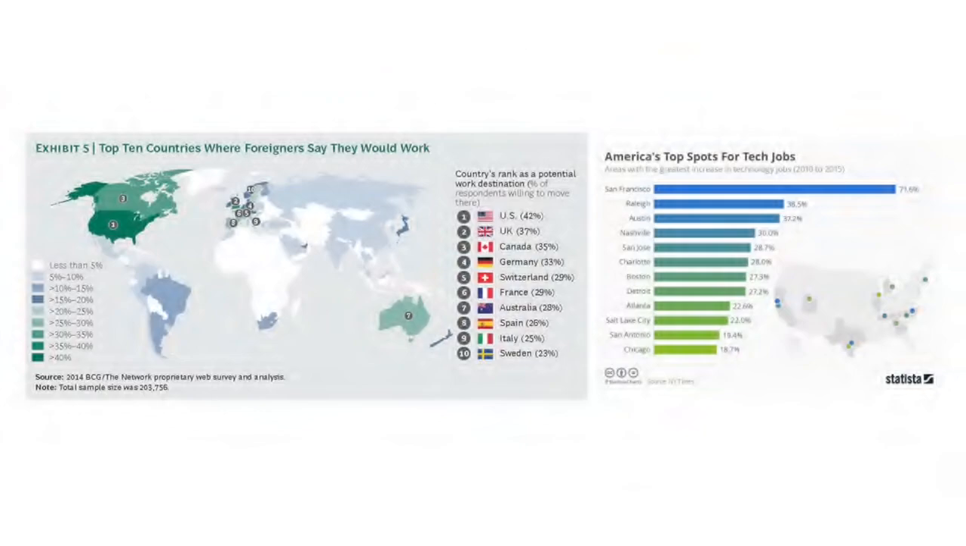Why are they moving to America, though? What jobs are there? Well, there's a lot of tech jobs, for instance. So there are many spots for tech jobs, like San Francisco and Raleigh and Austin and Nashville. San Francisco is up there, though. But that is changing a little bit.